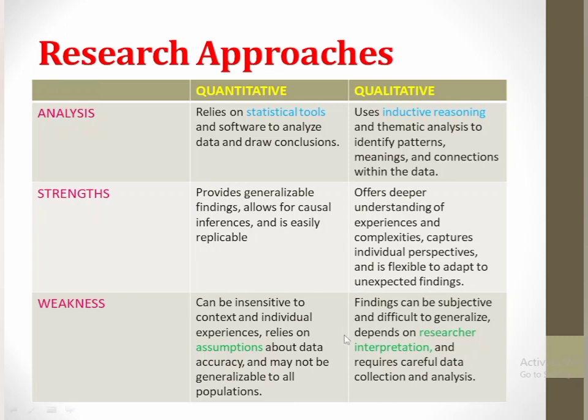So, what is the weakness of the quantitative data and qualitative data? The weakness is it can be insensitive to context and individual experiences, has reliance on assumptions about the data accuracy, and may not be generalizable to all populations because it is numerical, so we cannot apply that data to all the population. Whereas in the case of the qualitative data, we can generalize the concepts to all the data, on the entire population. So the conclusion that we got for the sample we can apply to the population in the case of the qualitative data, whereas in the case of quantitative data, we cannot generalize the result of the sample to the entire population. So this is about the two types of research approaches in the research.